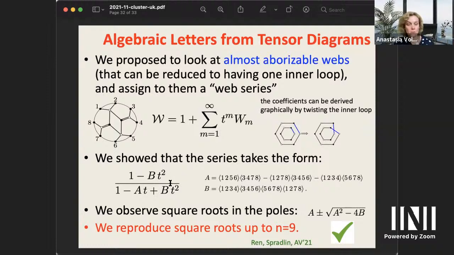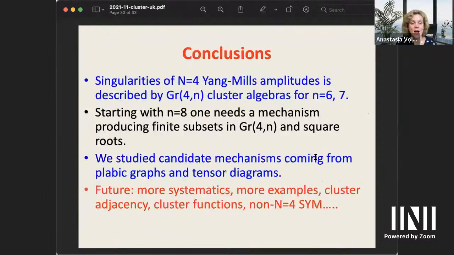And then if you look at the pole of this expression, you just solve the quadratic equation that appears here. We observe that the square root that appears in this pole is exactly of the form that we need from amplitudes. So for 9 and 8 points, this construction exactly reproduces the type of square roots that we see in amplitudes. Okay, so that's the upshot, a very quick upshot of our work.